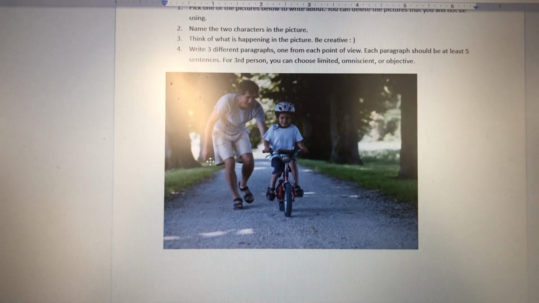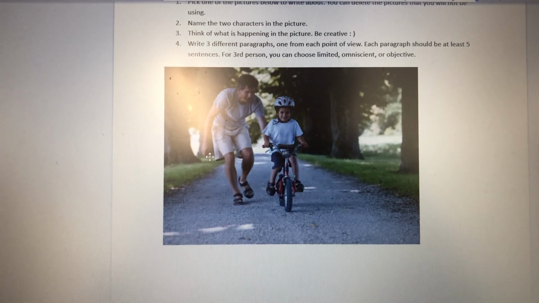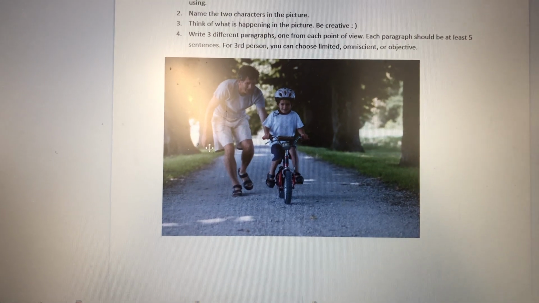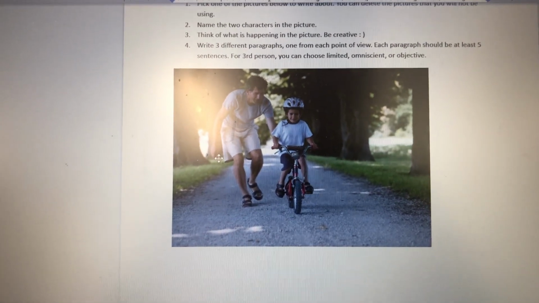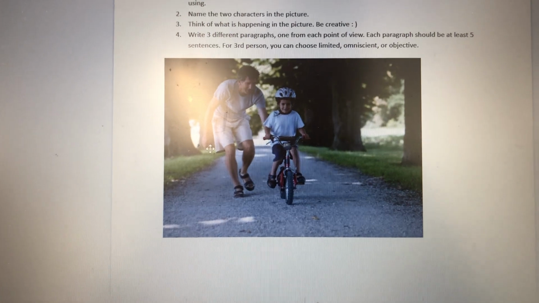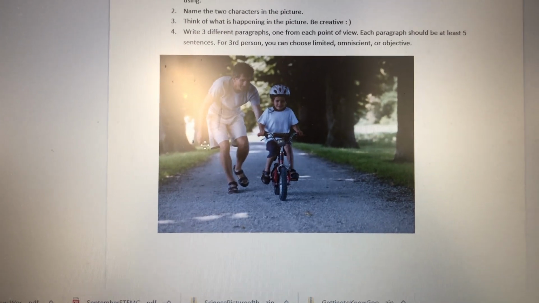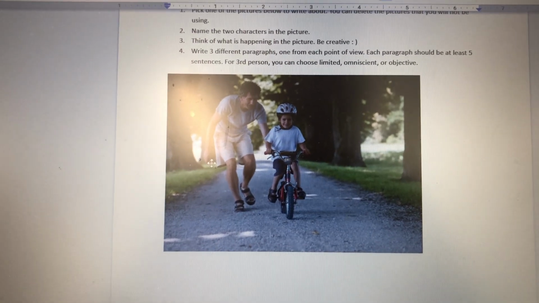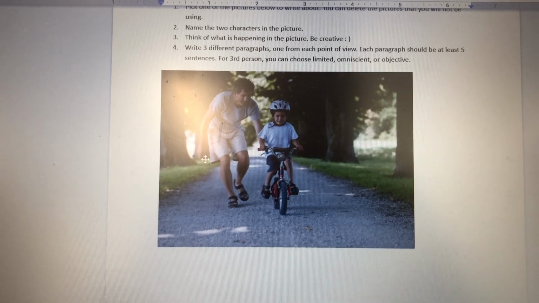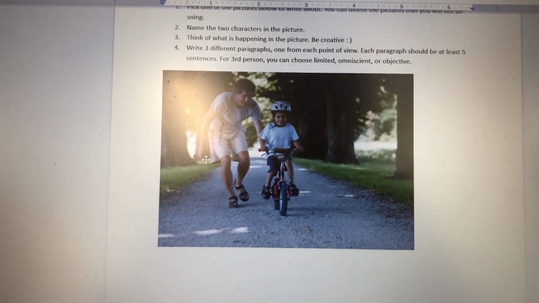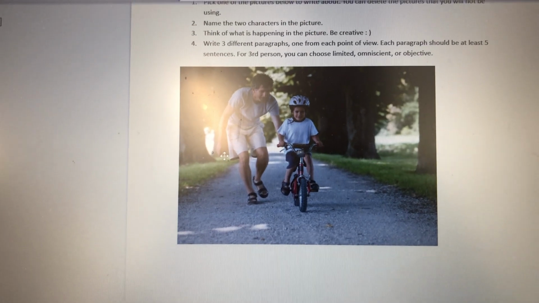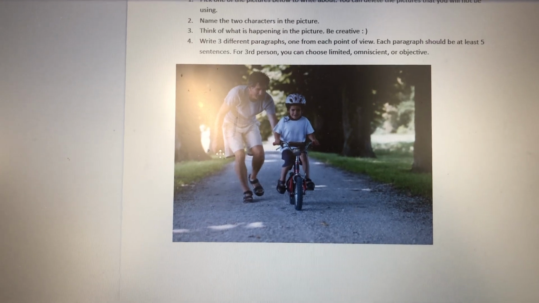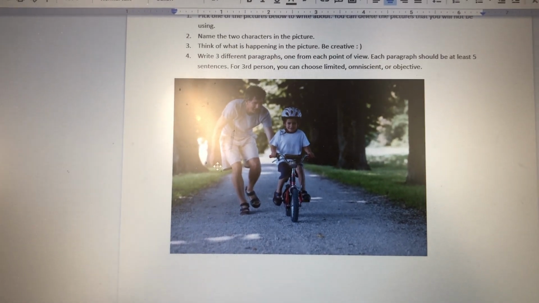Okay? Now I'm going to be writing 3 different paragraphs, one from each point of view. Each paragraph has to be at least 5 sentences. And for the third person, you need to tell me which type it is, if it's limited, omniscient, or objective. So for example, on this one, when I'm writing my first person paragraph, I'm going to be writing from the boy's point of view. I'm going to be telling what's happening in the story. Be creative. Think outside the box a little bit.